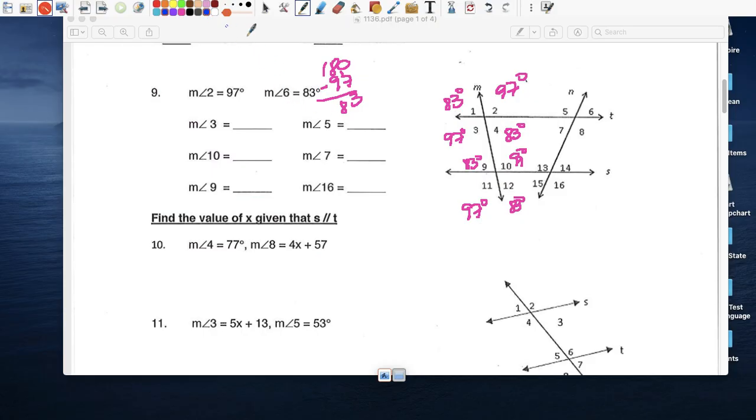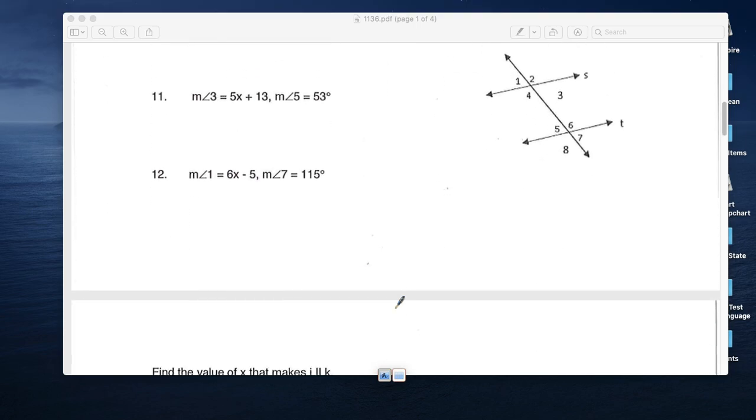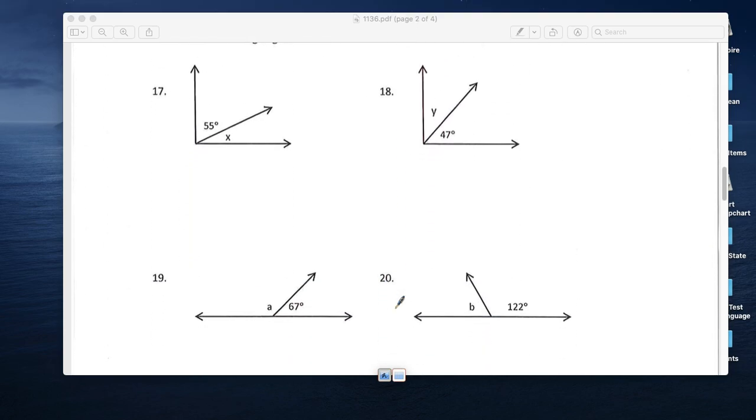On the other side, they're saying that angle 6 is 83. So angle 6 is 83. This is the same thing as the other side, except on the opposite side. So this is 83, this is 97, which means angle 8 is 97, angle 7 is 83. And I repeat the same thing for the bottom: 97, 83, 97, 83. Then I asked you to do these ones.